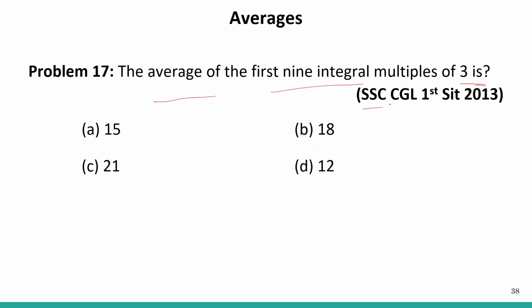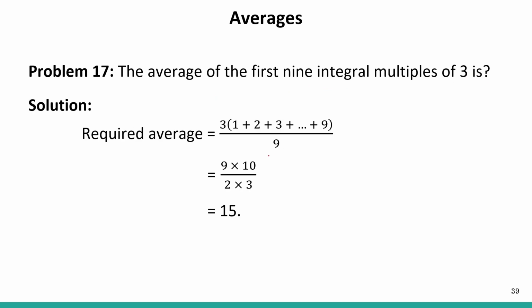So this question appeared in the SSC CGL first sitting of the 2013 paper. Okay, so the required average will be 3 into (1 plus 2 plus 3 plus dot dot dot plus 9) whole by 9, is equal to 9 into 10 whole by 2 into 3, is equal to 90 by 6. So by dividing by 3, it is 30 by 2, which is equal to 15, right? So 15 is the correct answer.